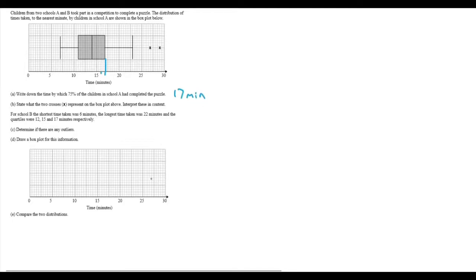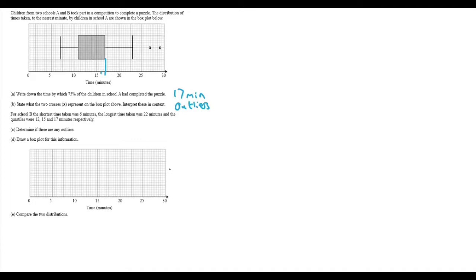Then, state what the two crosses represent in the box plot above. Interpret them in this context. Well, first of all, they are outliers. But in general, in this context, they are two people who took a lot longer than everyone else to complete the puzzle. Their times were anomalous. They didn't fit within the majority of the spread of data.